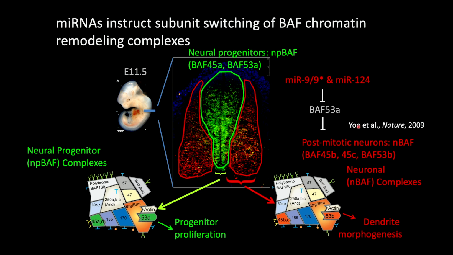And what I found was that it's actually microRNAs that control the process. So these microRNAs directly target BAF53A by virtue of repressing what's not desired to be expressed in neurons. That allows the incorporation of subunits that are neuron-specific, and those include BAF45B, 45C, and BAF53B. The complexes need to have these subunits that are designed to carry out the function of BAF complexes in neurons. And what I found was that microRNAs do that.